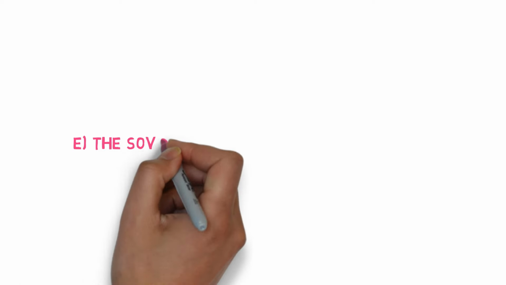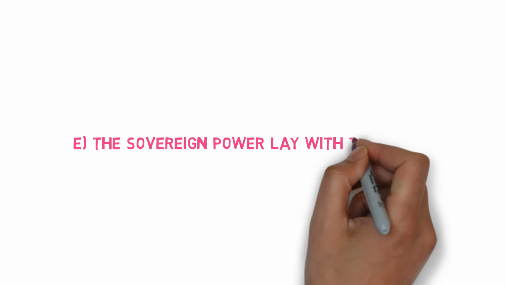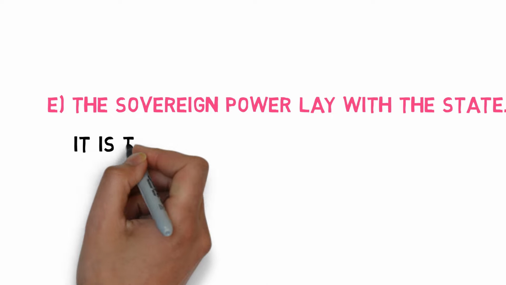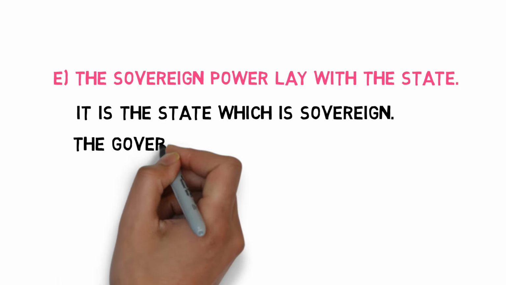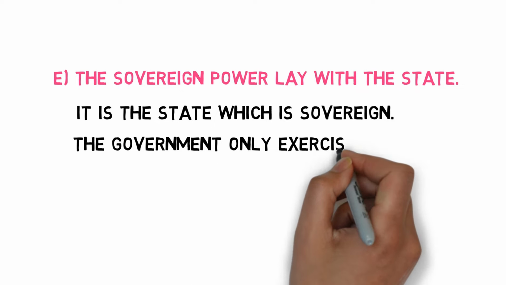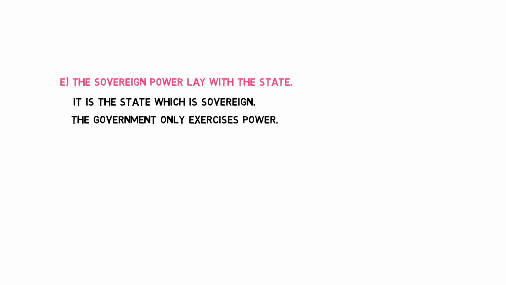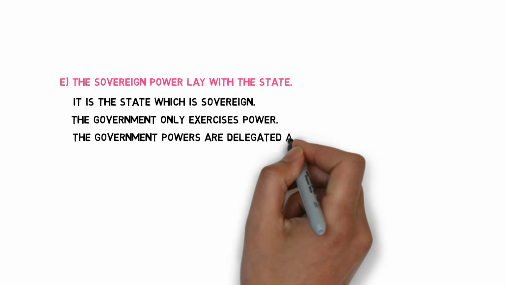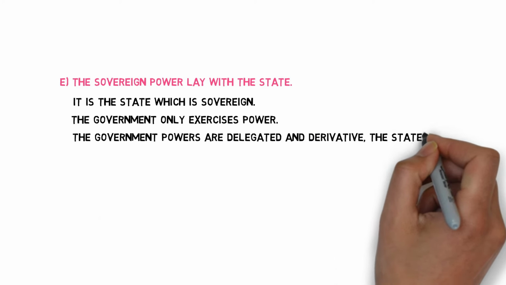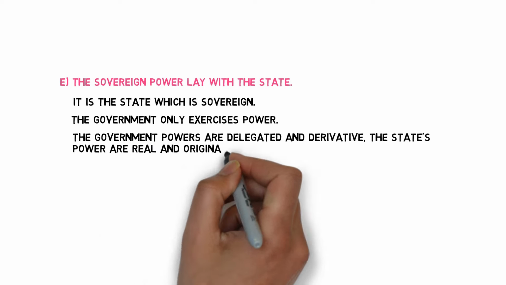Next, the sovereign power lies with the state. It is the state which is sovereign. The government only exercises the power. Therefore, the government's powers are delegated and derivative, whereas the state's powers are real and original.